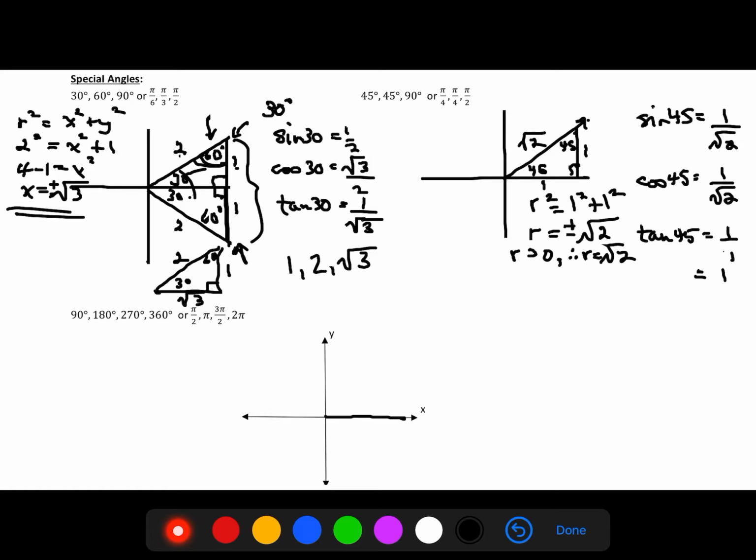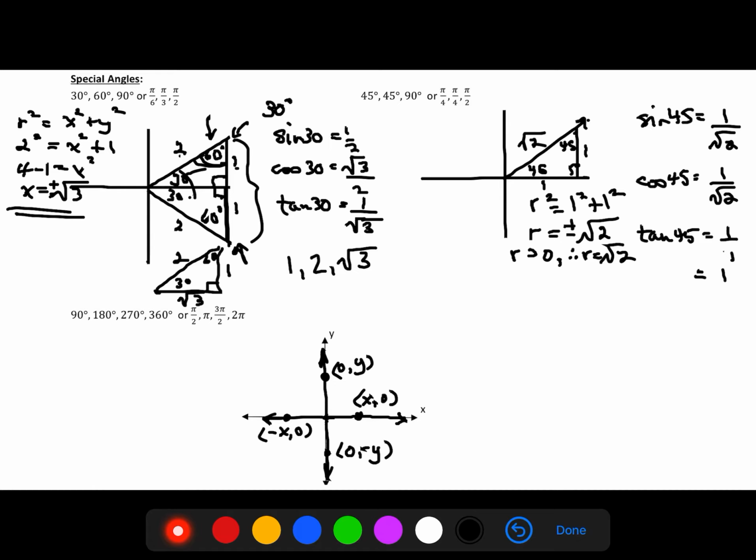Next, when we talk about our 90, 360 in this case, 90, 180, or 270, we know that we can pick points on the axes. So here we're going to have x and 0. Here we're going to have 0 and y. Here we're going to have negative x and 0. Here we're going to have 0 and negative y.